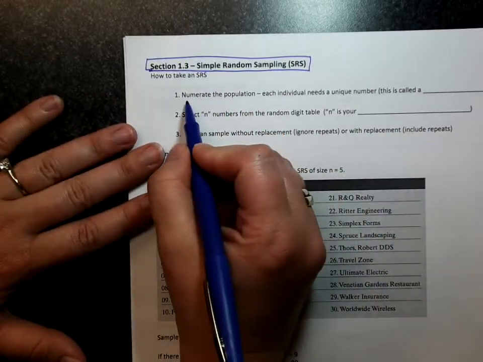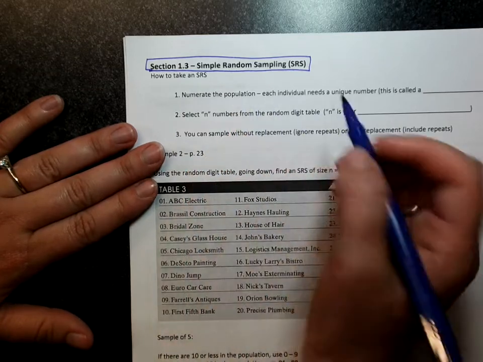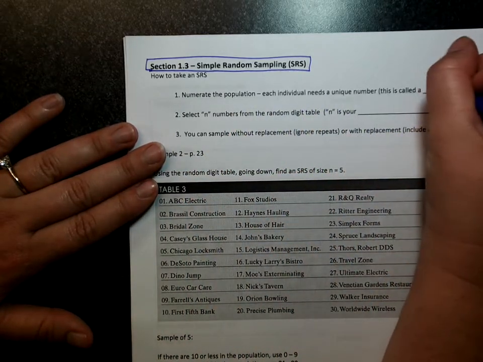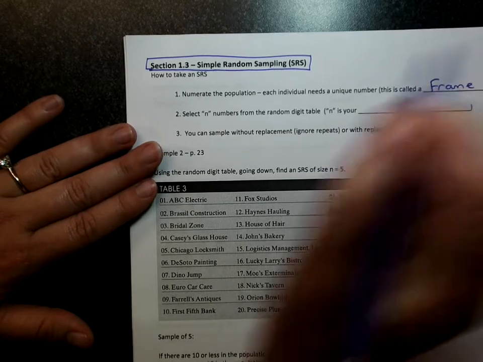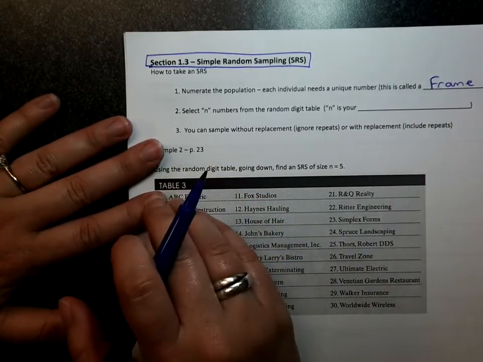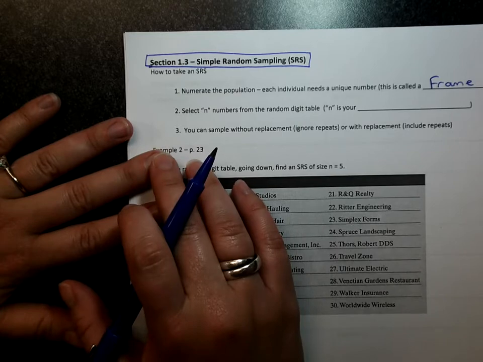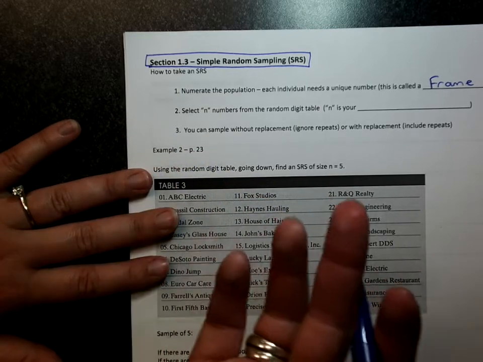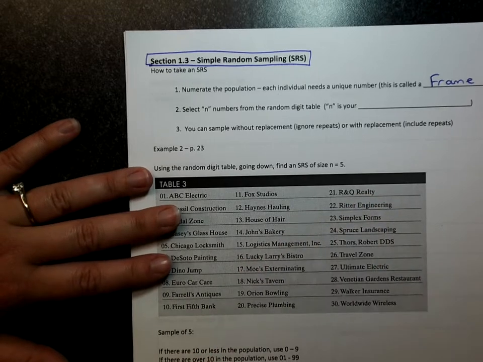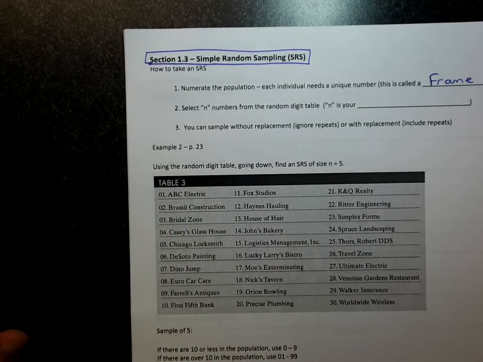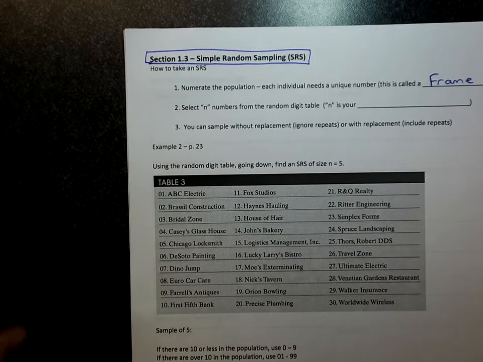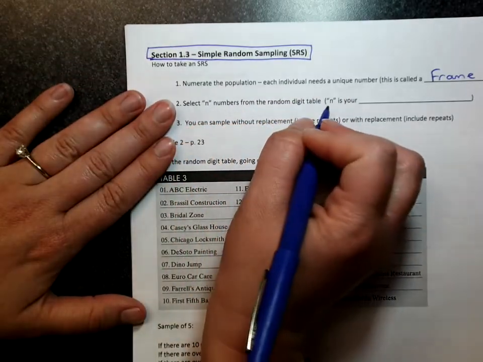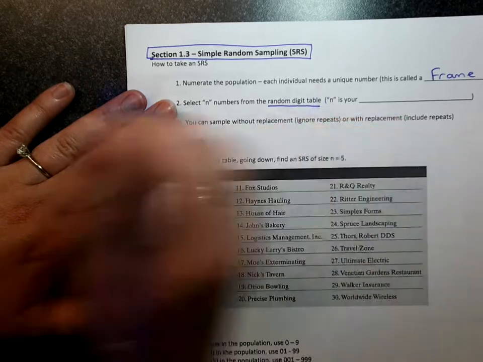The first thing you have to do is enumerate the population. Each individual needs a unique number, and this is called a frame. So we all have driver's license numbers. We might have social security numbers. You have a Lone Star ID number. You have numbers to refer to yourself. So each individual gets a unique number, and we call this a frame. And we select so many numbers from the random digit table, which we're going to go over how to use in just a minute.